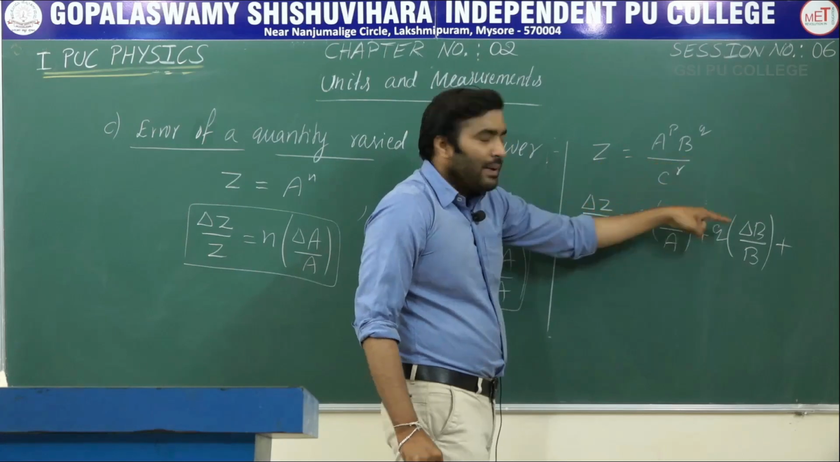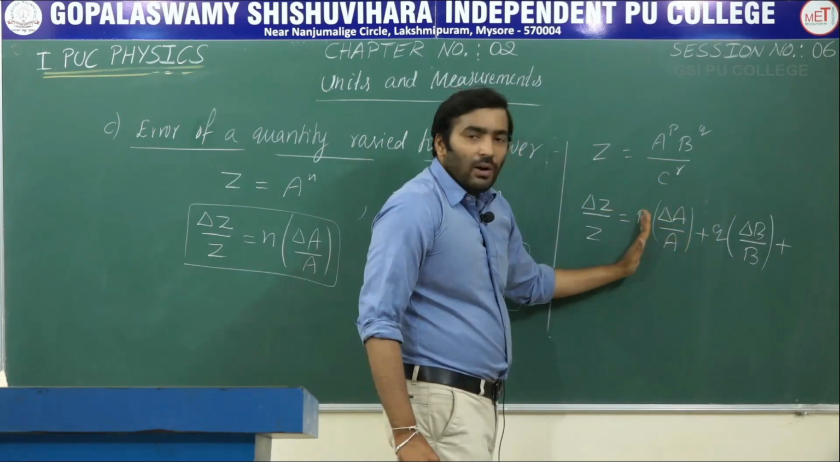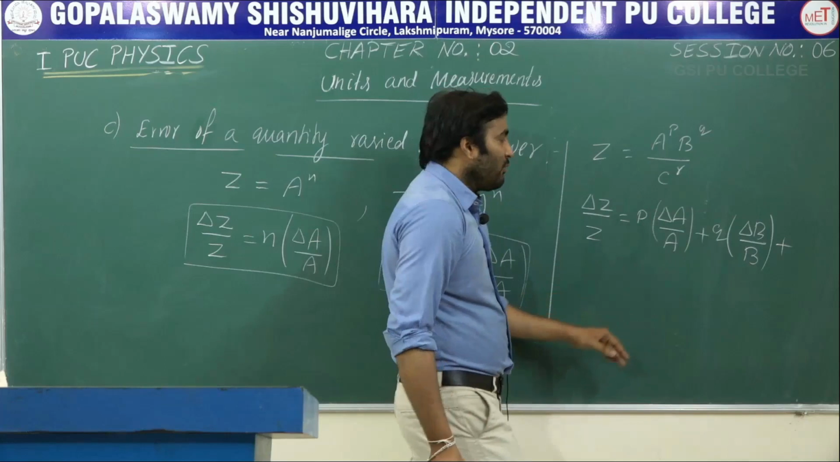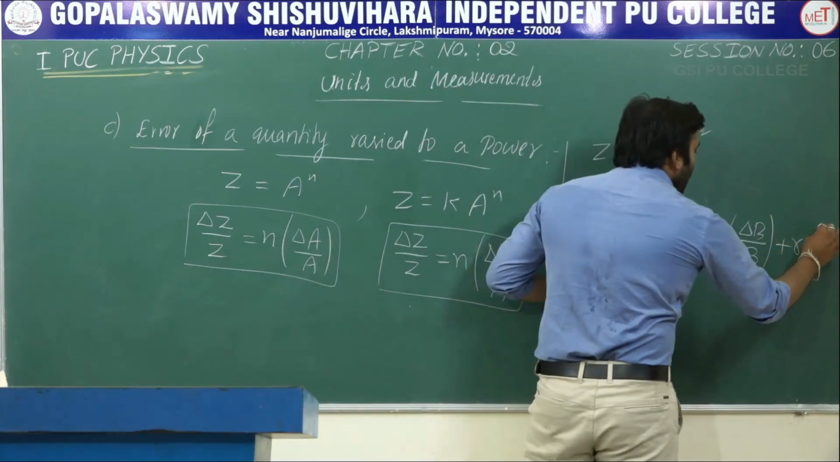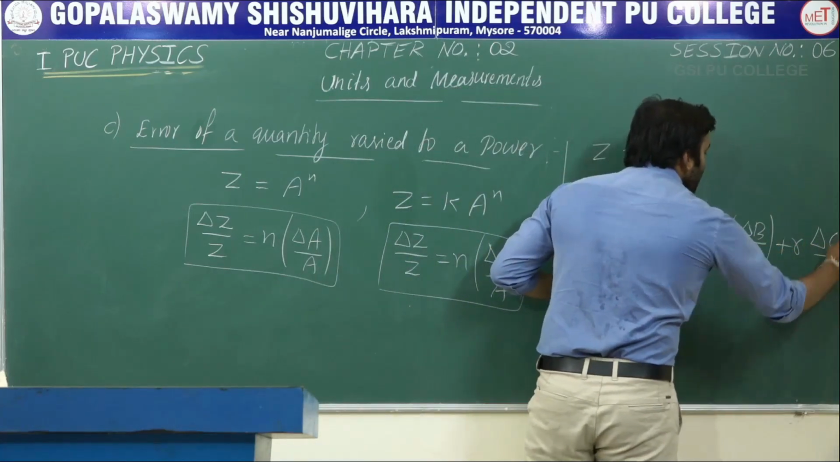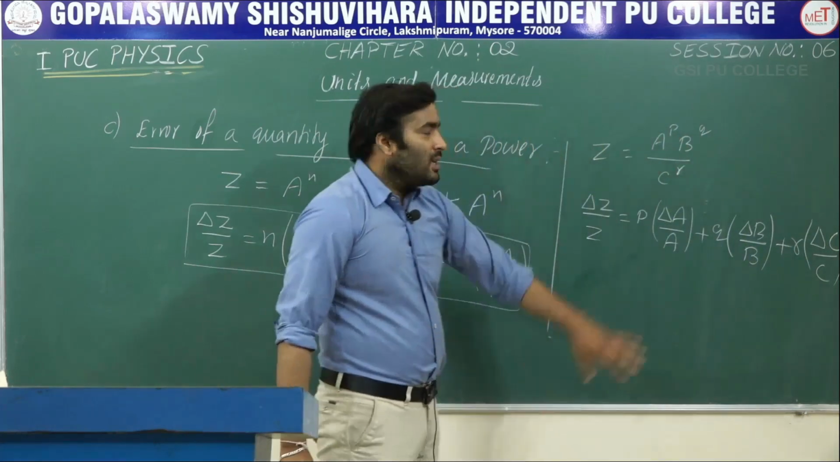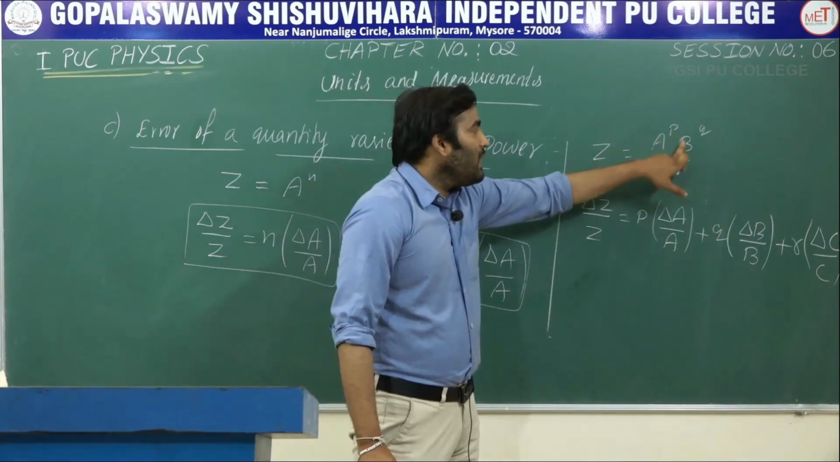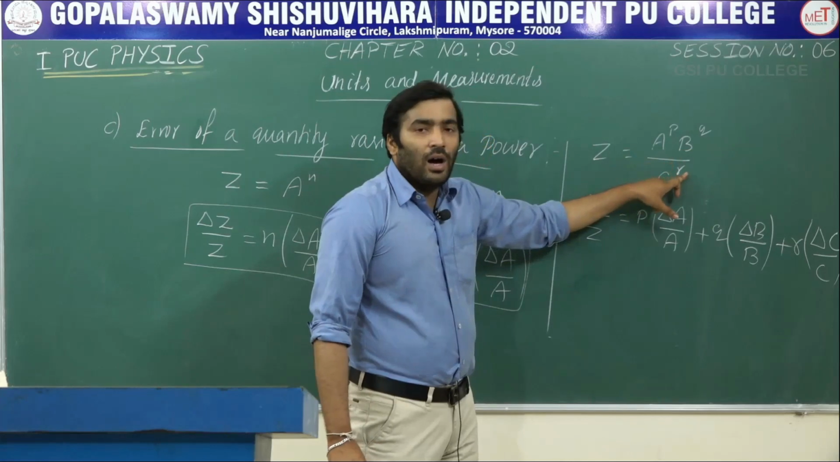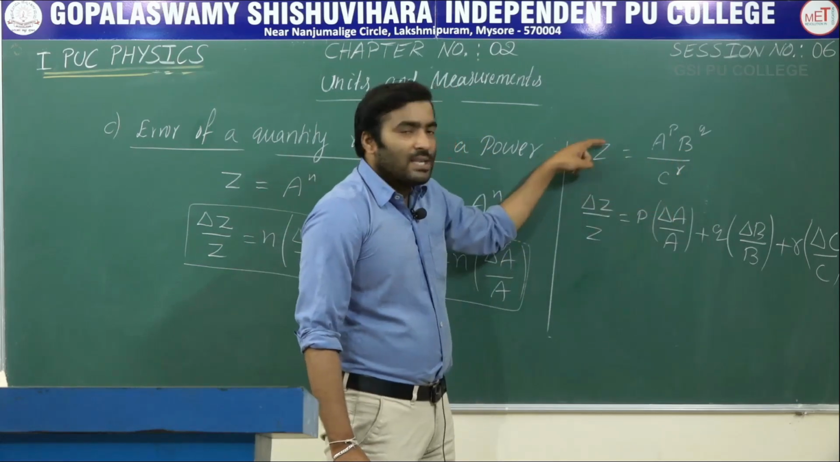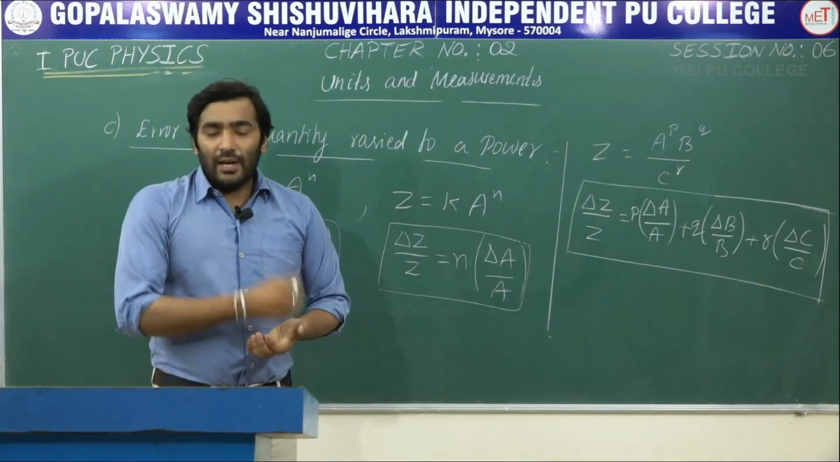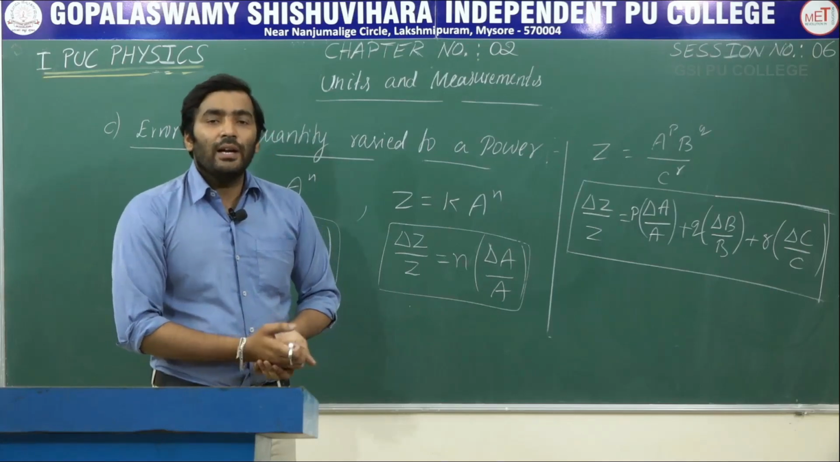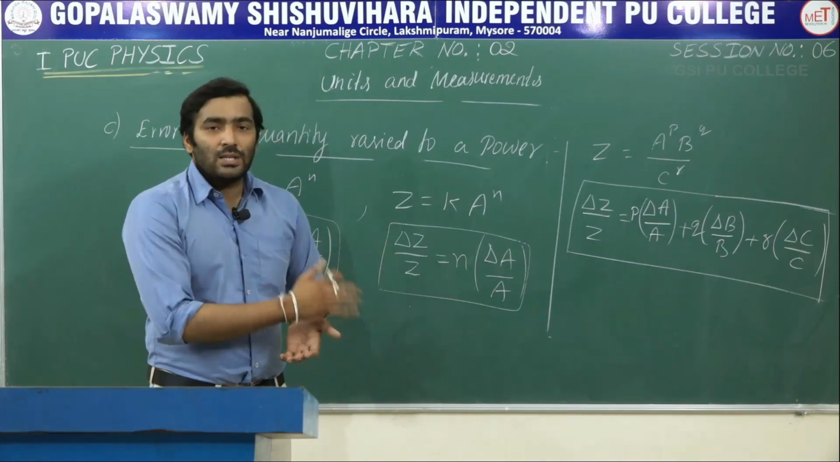Here there is division, but we do not write minus here. So these errors should always be added, therefore you will write this as r into delta c by c. So if the equation is in the form of z is equal to a power p into b power q divided by c power r, then the relative error of this z will be like this. So let us solve some problems, then you will get a better idea about this topic.